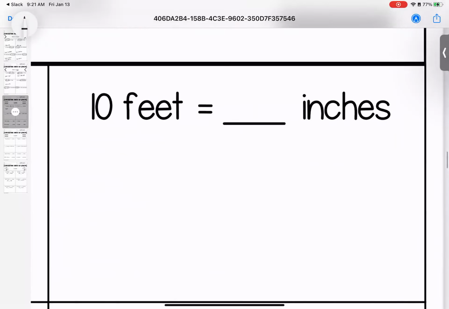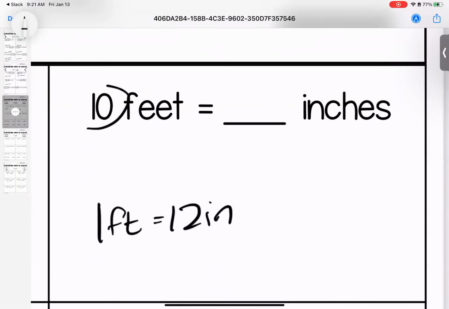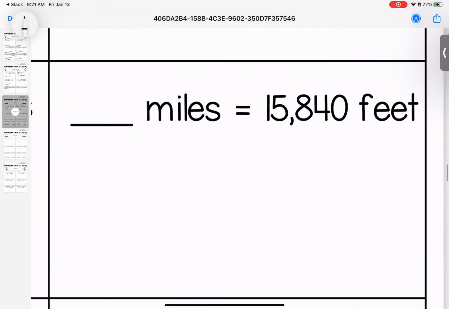Over here, we're doing feet to inches. 12 feet equal how many inches? 1 foot is 12 inches. So we multiplied 10 times 12 to get 120 inches.